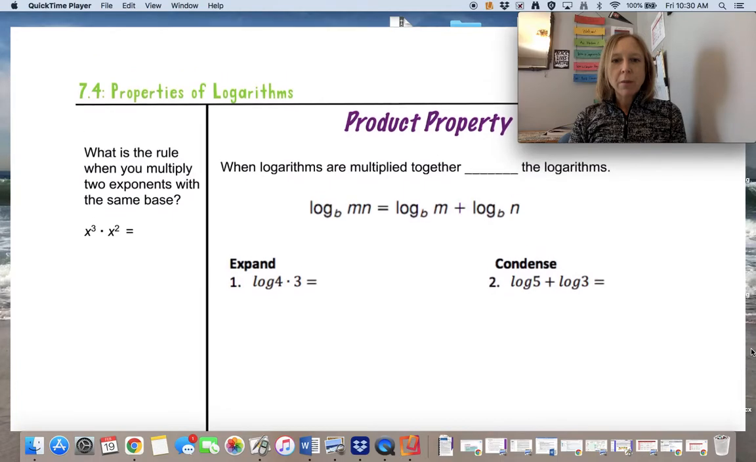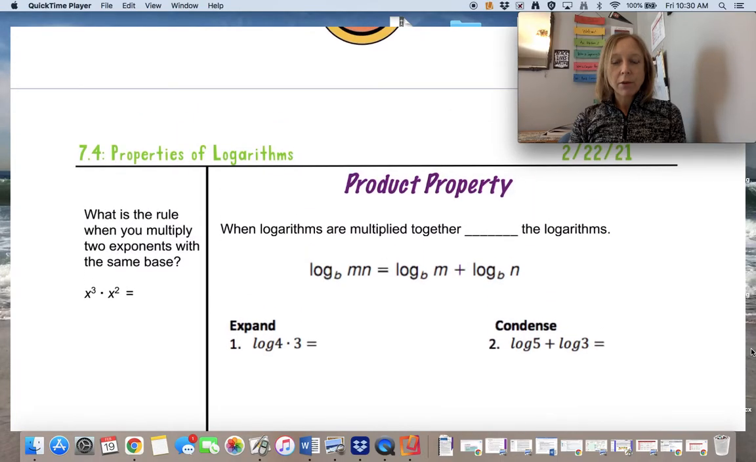So our first property is the product property. Now, all of our logarithmic properties can be tied to what we know about exponential expressions because we know that those two are inverses. So let's start by reviewing. What is the rule when you multiply two exponents with the same base? If I want to simplify this expression, x cubed times x squared, I remember that I add the two exponents, so I have x to the 5th power.